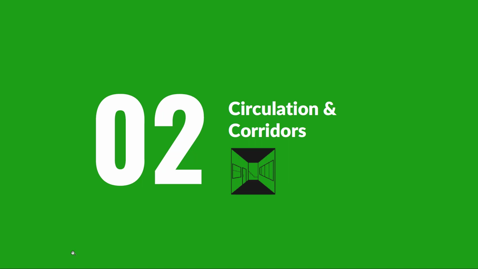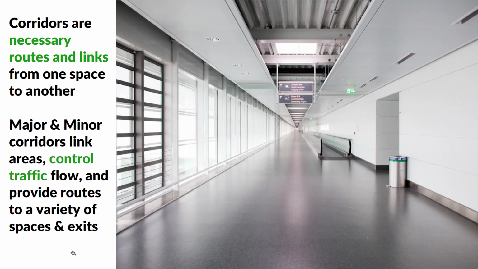So now we'll be moving on to the whole idea of circulation, corridors, hallways, if you will. So corridors are, of course, necessary. There are necessary routes and links from one defined space to another. So we can really have major and minor corridors that link areas. We also use these to control traffic flow and provide routes to a variety of spaces and exits, of course, as well. So we can think of corridors as controlling traffic and moving people.